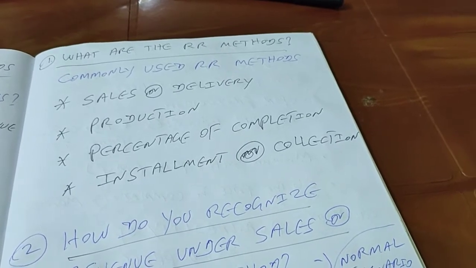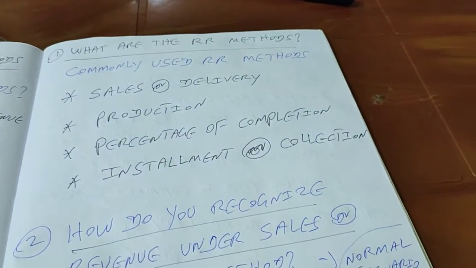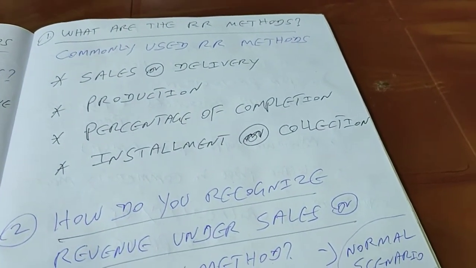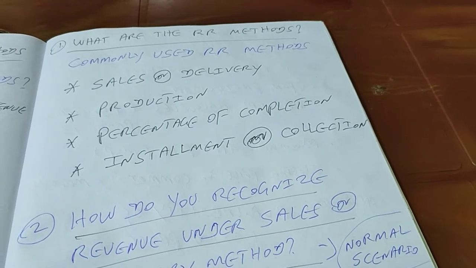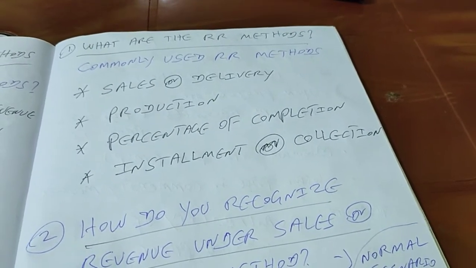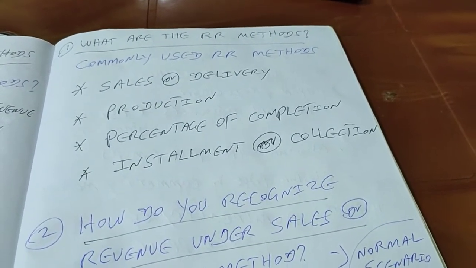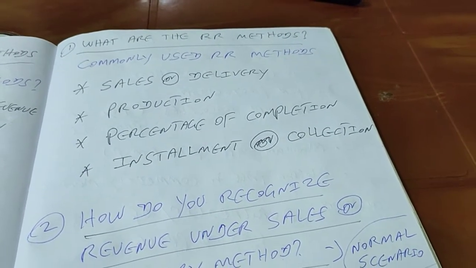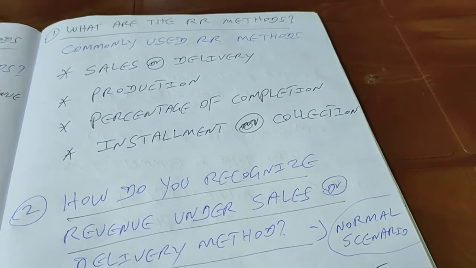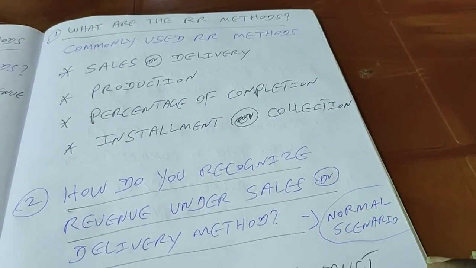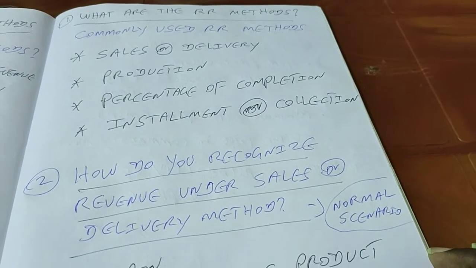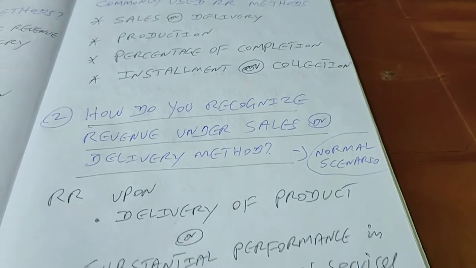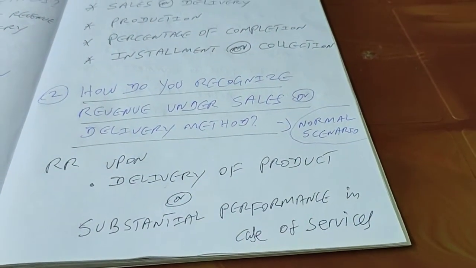We discussed that. So now we are coming to the basic revenue recognition methods that are available for a business entity in order to recognize its revenue in a particular period of time. You can see, guys, there are 4 methods that are basically available. The very first one is known as sales or delivery method. The second one is known as production method. The third one is known as percentage of completion method. And the last one is known as installment or collection method. So the second question is this: how do you recognize revenue under sales or delivery method?